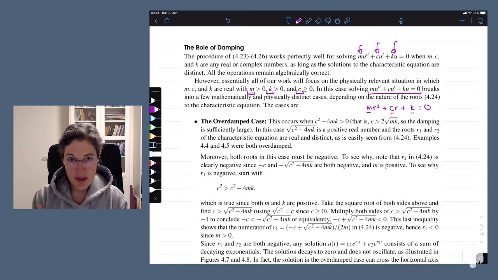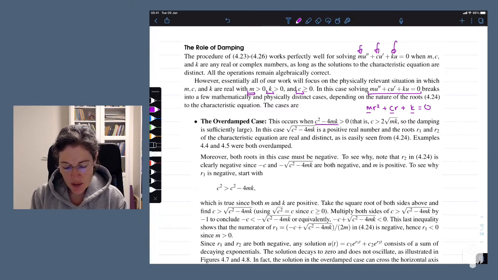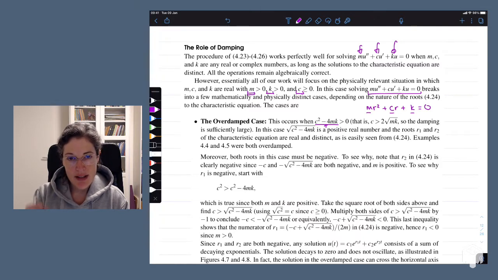So let's look at the simple case first, where what's under the root is real, is positive, in which case when we take the root we get real numbers. So we're looking at when c squared minus 4mk is bigger than 0. Why do we call this the overdamped case? Well, you'll see physically in a moment, but here we're thinking about the fact that if we reorganize this inequality a little bit, we find that c is bigger than 2 root mk. So we're really saying that the damping coefficient, our c, is bigger than some factor of our mass and our spring constant.